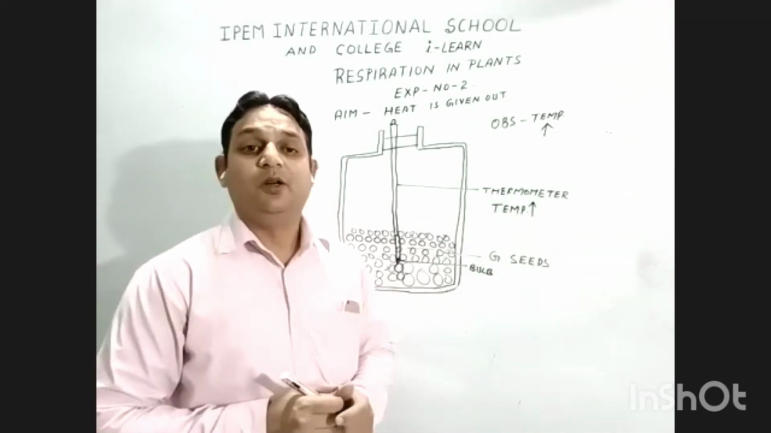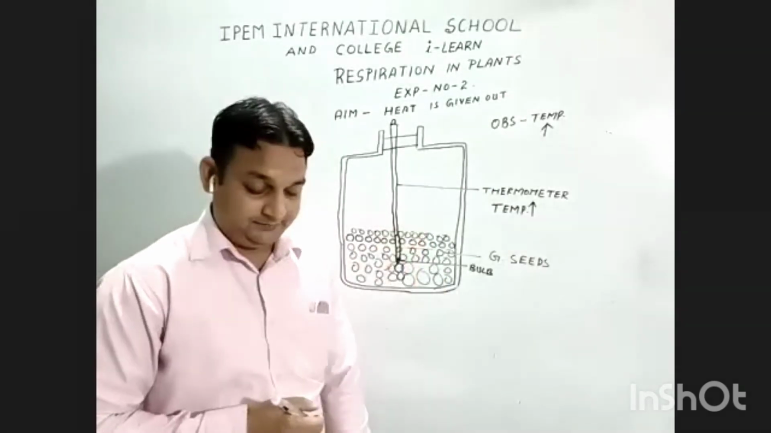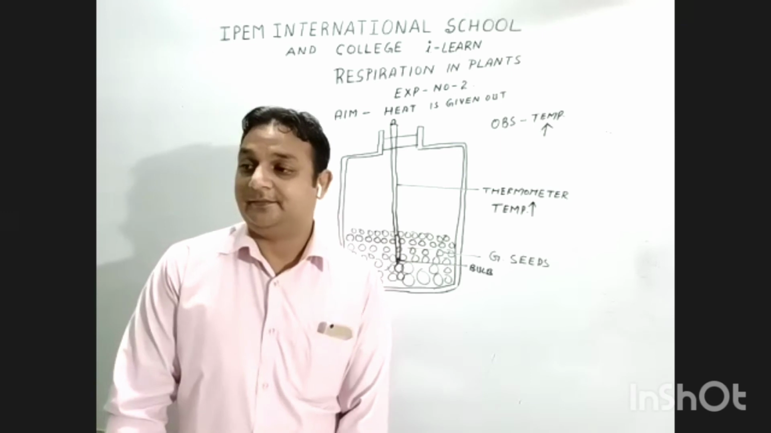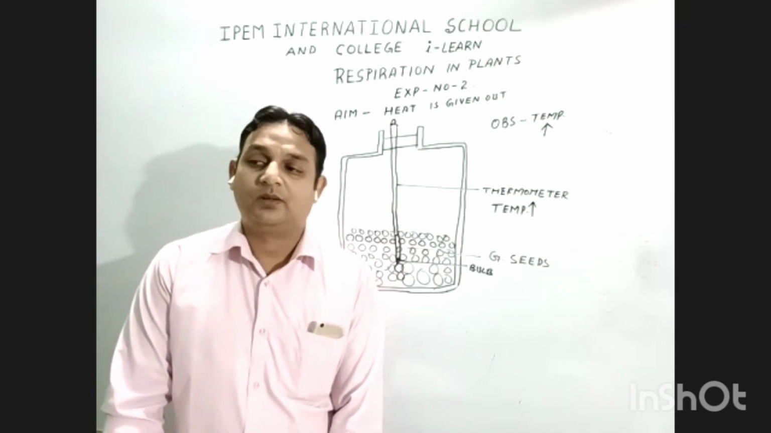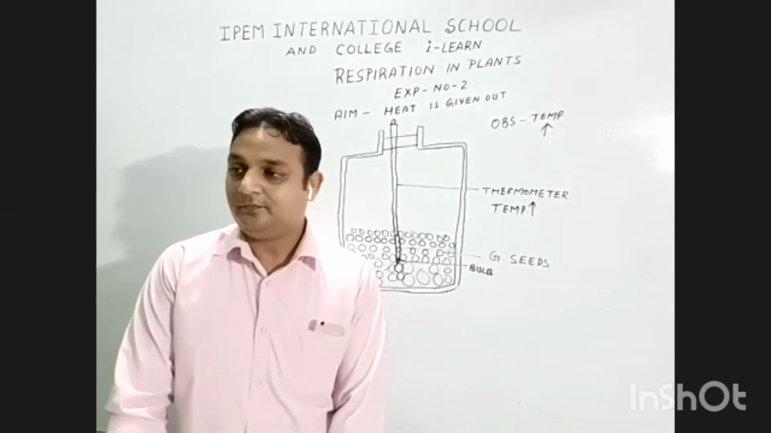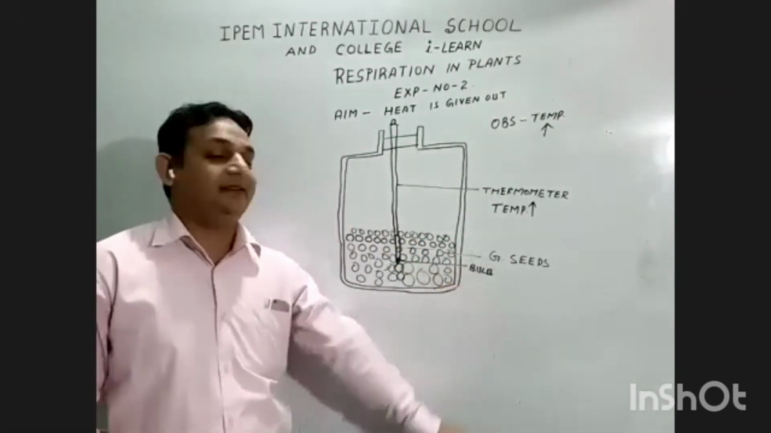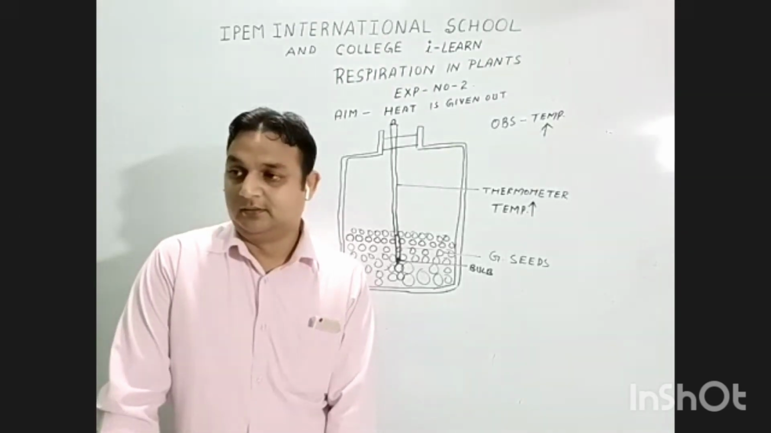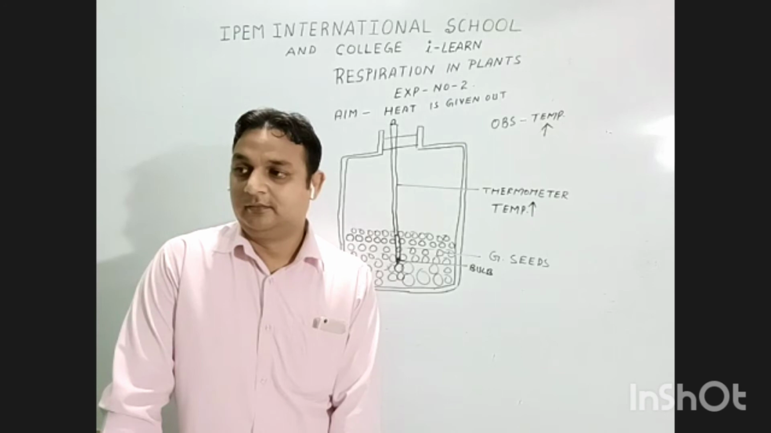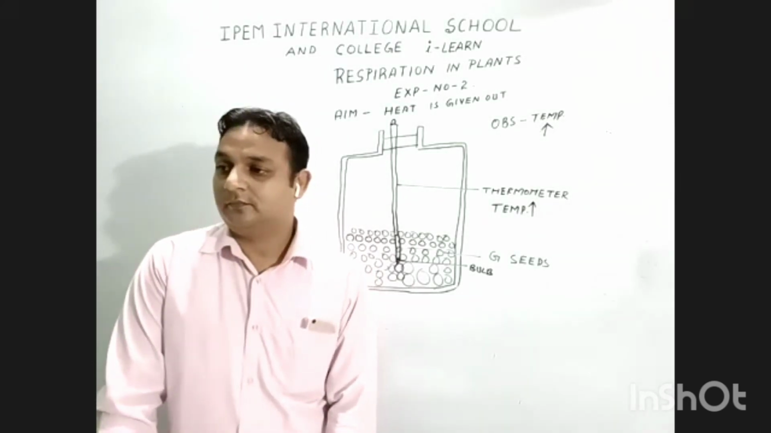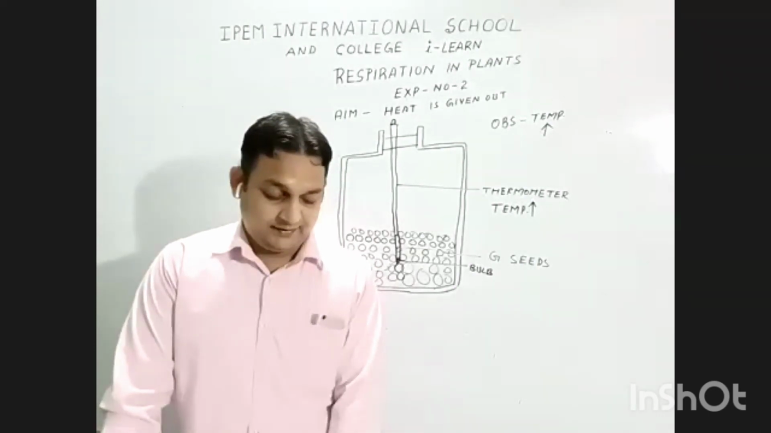Now, last question. Why must the bulb of the thermometer be in contact with the germinating seed? What is the reason behind that? Yes, who will tell? Why must this bulb of the thermometer be in contact with the germinating seeds? Yes, anyone? All right, write it there.